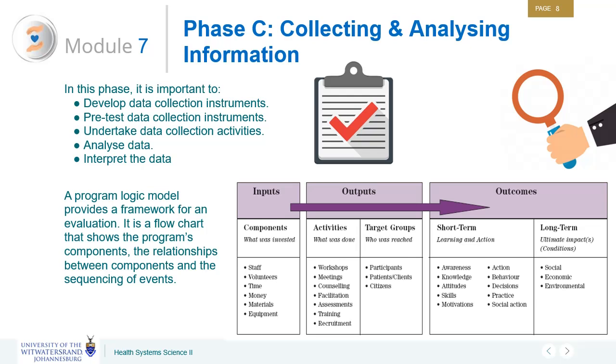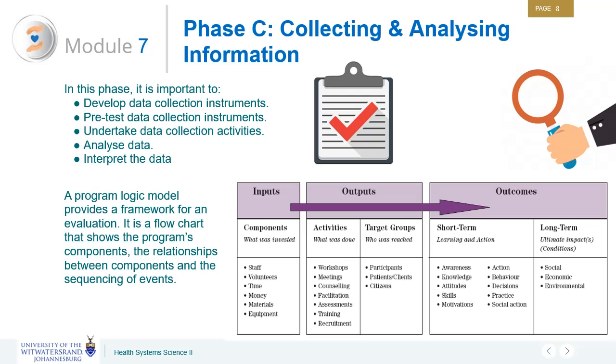Useful here is to use a program logic model, which provides a framework for an evaluation. This is a flow chart that shows the program's components and the relationships between components and the sequencing of events. This will be familiar to you from some of the models that we have seen on this course. So what are the inputs that need to be considered? What are the outputs? And what is the intended goal or outcomes?